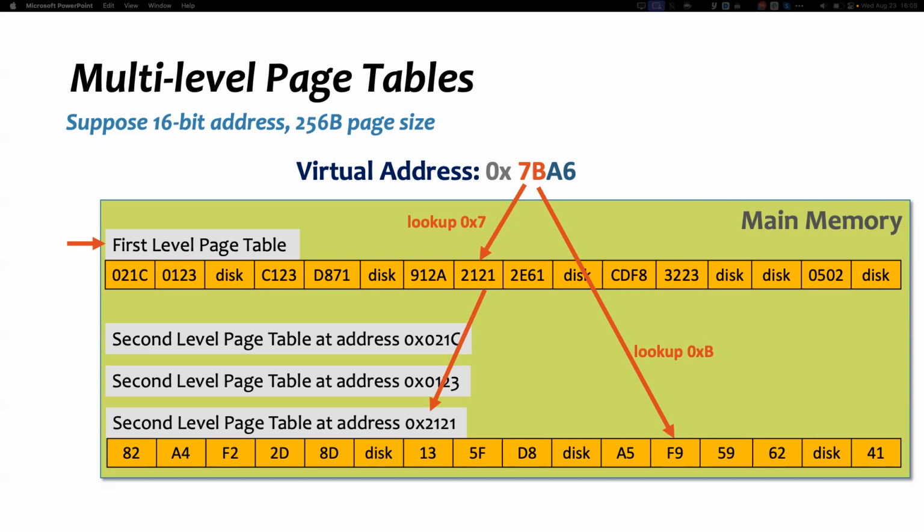If we have a single level page table, the page table will be so big. But when we have multiple levels of page table, you see some of these pages are not on the disk, right? And you really don't need to spend that much space. Let's say for the disk entry over here, for the first level page table, you don't even need to allocate space in the memory for the second level page table, right? And that saves you a lot of space.